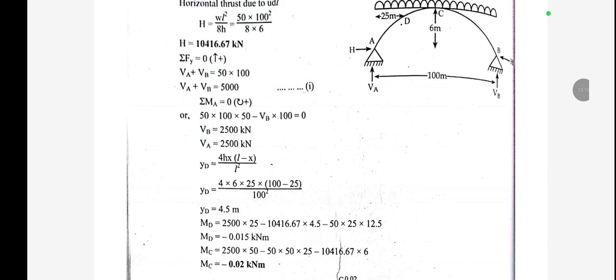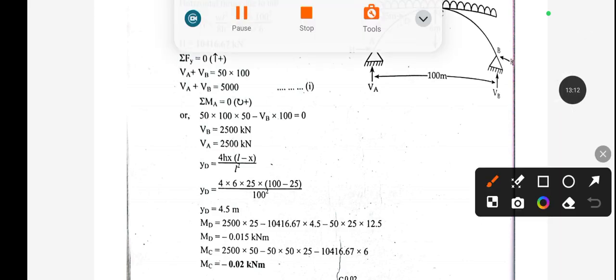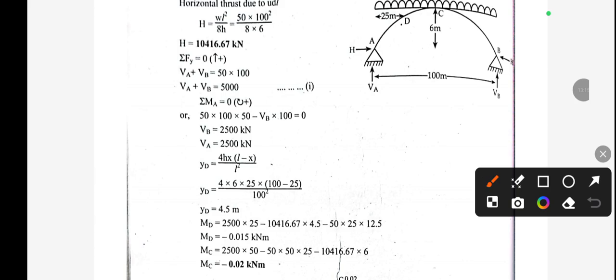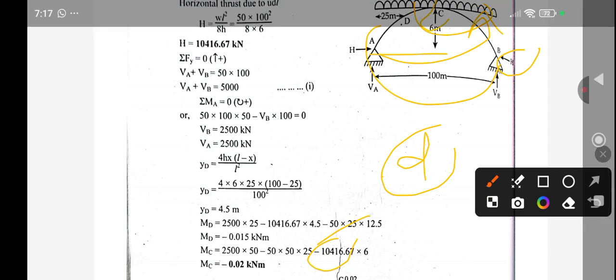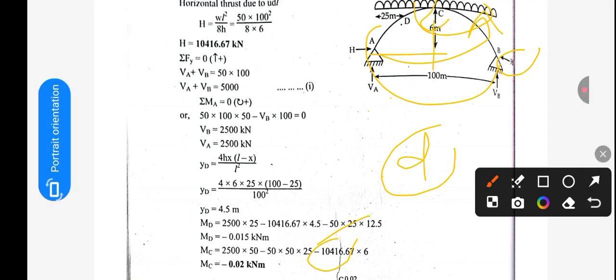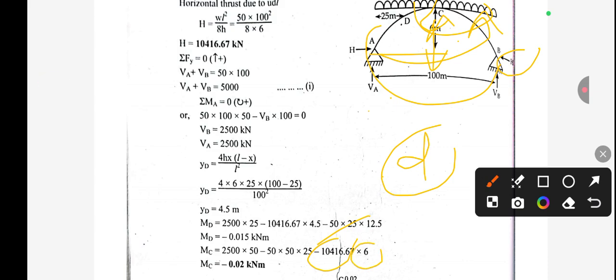For this you can see here we have another load, that is this horizontal thrust. If we calculate the moment at section C, then we have another moment due to this horizontal load. You can see here this is also acting. In this case, this horizontal thrust is acting from here to here, that is anti-clockwise, so it should also be taken as negative value. The value of H is 1041.67, and the distance is taken from C here to here, the perpendicular distance is 6 meter. So we need to multiply by this 6. So this value becomes minus 0.02 kilonewton meter.